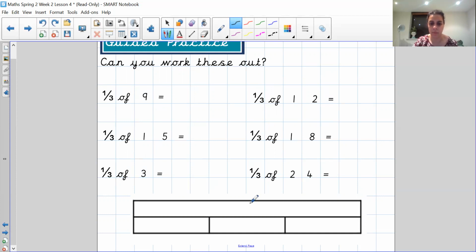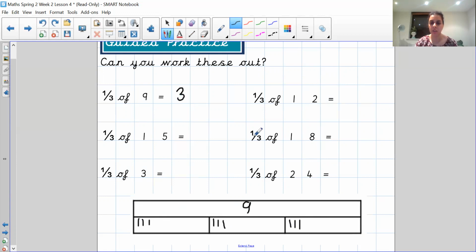So 1/3 of 9. So I've got 9. I need to split 9 into 3 equal groups. You can draw lines or you can draw crosses. I'm going to draw lines. I'm going to go 1, 2, 3, 4, 5, 6, 7, 8, 9. Then I need to see how many I've got in one box. That's 1/3 of 9. I've got 3 in one box, so my answer would be 3.